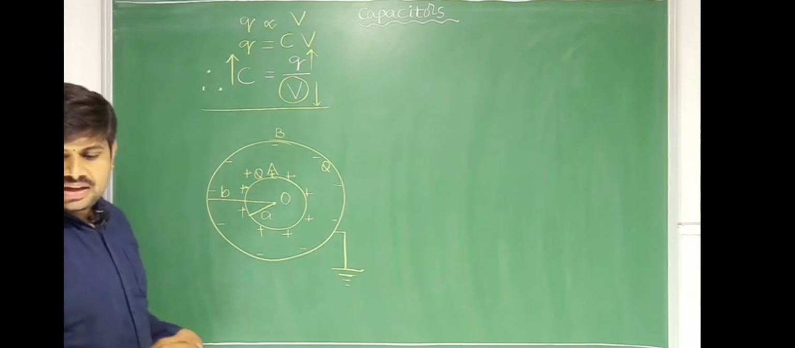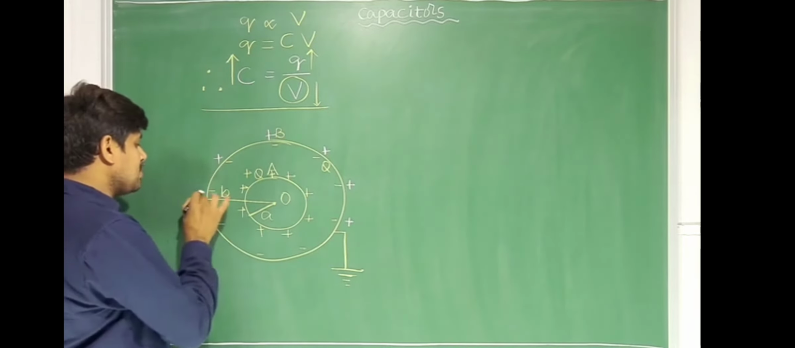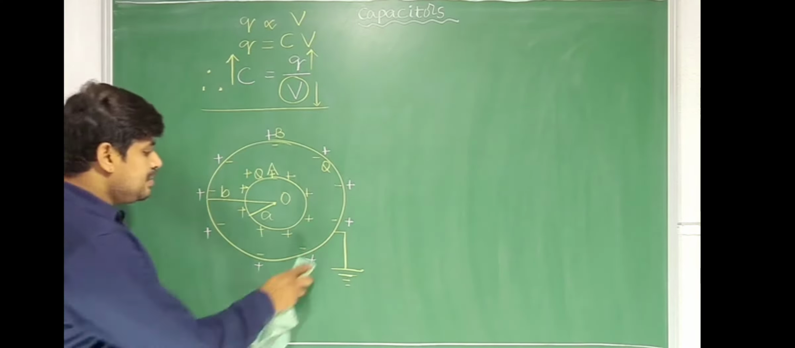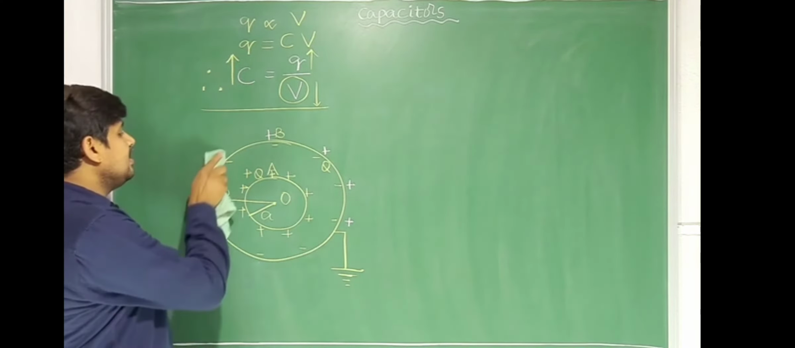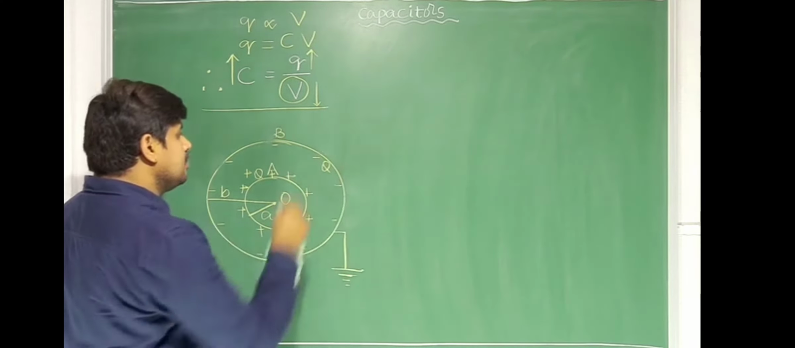Here I want to write that outside, the same amount of positive charge will be induced, that is plus Q. But as this is connected to ground, from the ground the electrons will go, so that these positive charges which are present on the outer surface of B disappear. They will be neutralized because of the electrons flowing from the ground to this particular conductor.